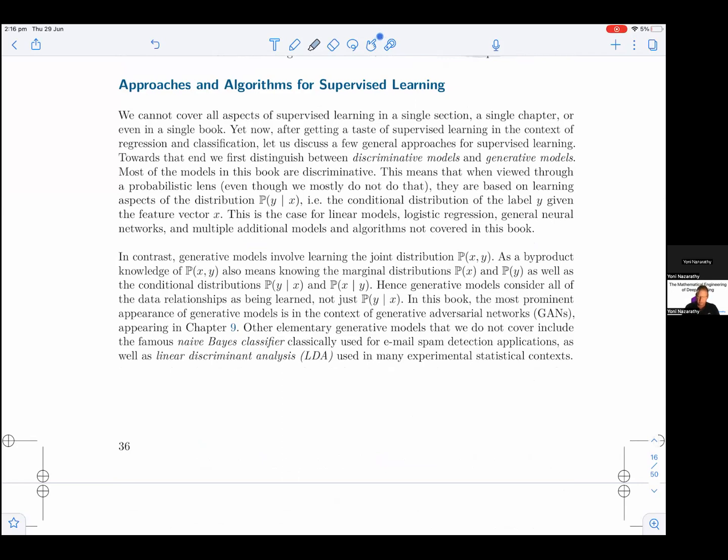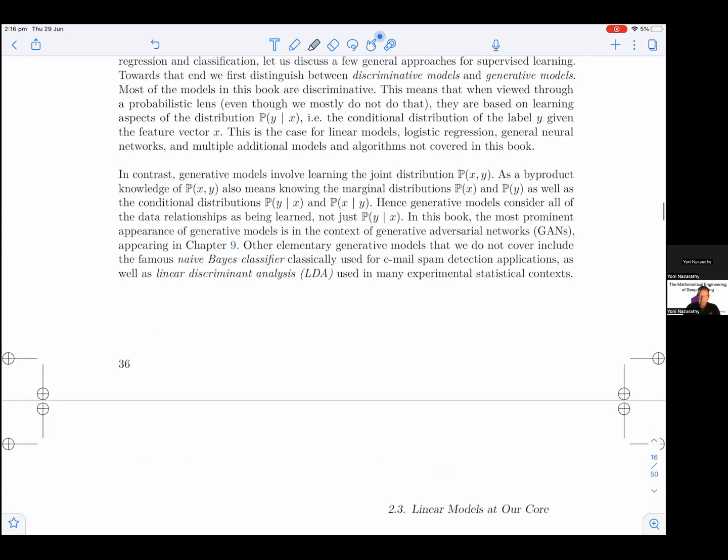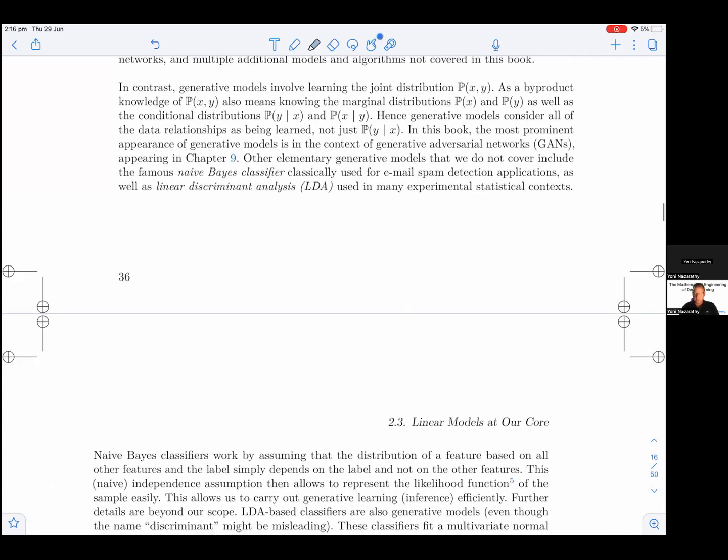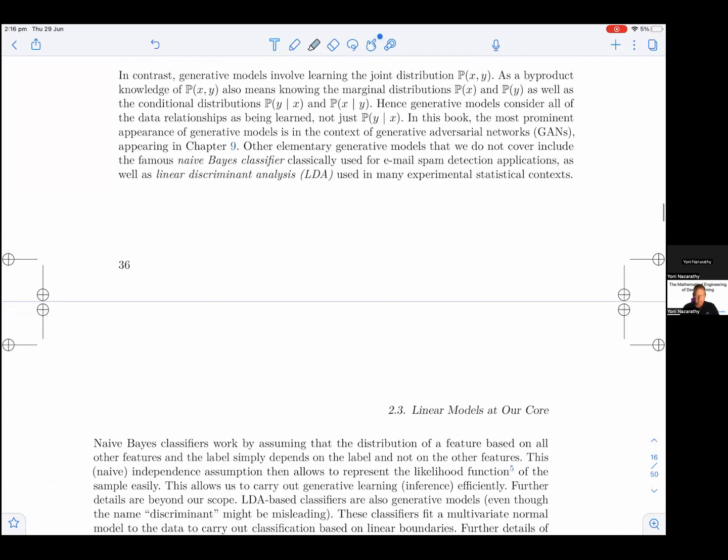Most of the models in this book are discriminative. This means that when viewed through a probabilistic lens, even though we mostly do not do that, they're based on learning aspects of the distribution P(y given x), i.e., the conditional distribution of the label y given the feature vector x. This is the case for linear models, logistic regression, general neural networks, and multiple additional models and algorithms not covered in this book. In contrast, generative models involve learning the joint distribution P(x,y) as a byproduct.